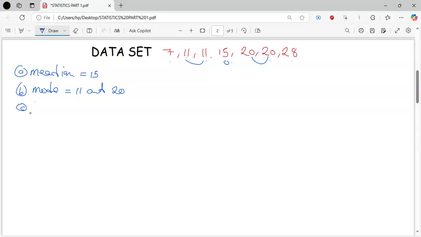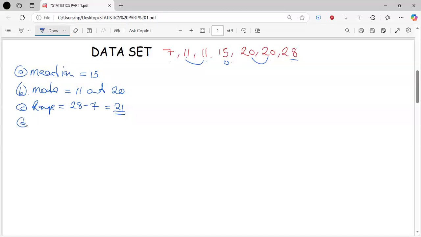Then we find the range. How do we find the range? The biggest minus the smallest. We can see 28 is the biggest number, so we say 28 minus 7, which gives us 21. So that's the range.